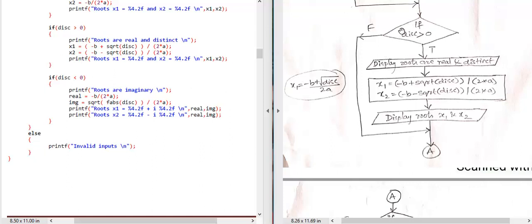And if this statement is false, it will directly come to the next statement. If this statement is false, it will skip this and come to the next if statement, that is, DISC less than 0. That is the next if statement.